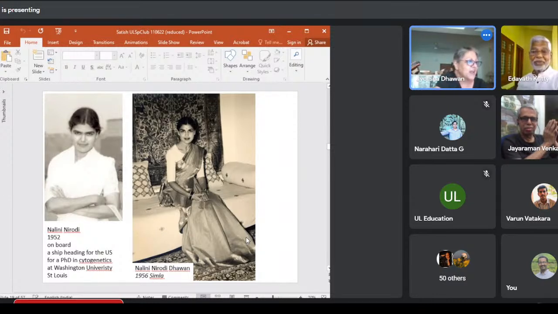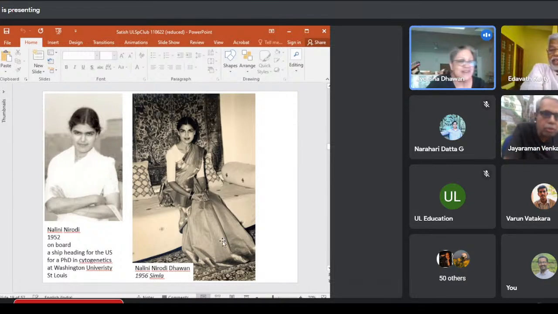So Satish was not only fortunate to have a great birth family, he was also lucky in love. He met my mother in IISc, and her name was Nalini Nirodi. And she had just returned from the US, where she had done her doctorate in cytogenetics. And they got married in 1956.